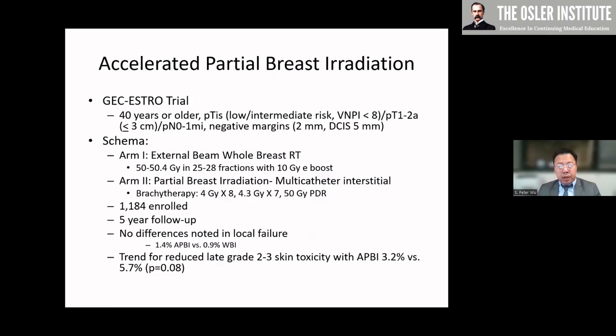The GEC-ESTRA trial continued this on a larger scale in many different countries in Europe, comparing partial breast radiation with, again, interstitial brachytherapy and external beam radiation. And they had their own criteria, which are still very good criteria even to this day. 40 years or older, perhaps 45 years is what ASTRO would say, but PTis or PT1a to 2a, less than 3 centimeters, N0 to N1 mic, negative margins, 2 millimeters for invasive, 5 millimeters for DCIS.